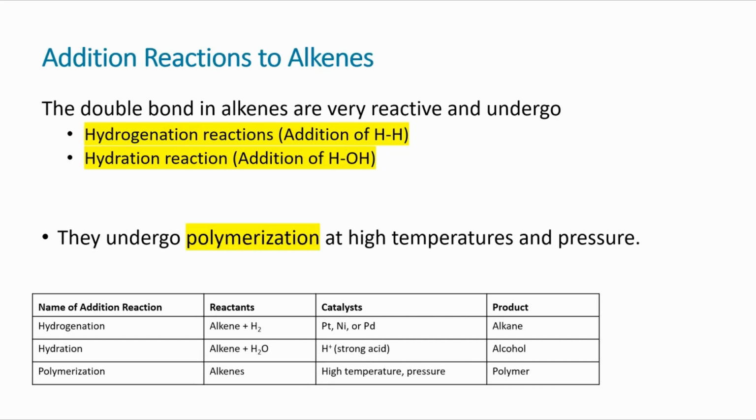One type is the hydrogenation reaction, where a hydrogen molecule is added to the carbon-carbon double bond. The second type is the hydration reaction, where a water molecule, as a hydrogen atom and a hydroxyl or OH group, is added to the carbon-carbon double bond. And also, at very high temperatures and pressures, alkenes can undergo polymerization reactions as well. I will talk about all of these three types of reactions one by one.